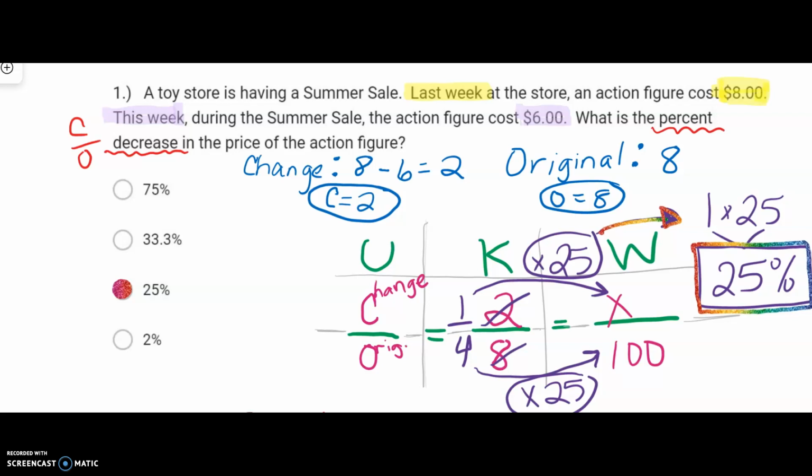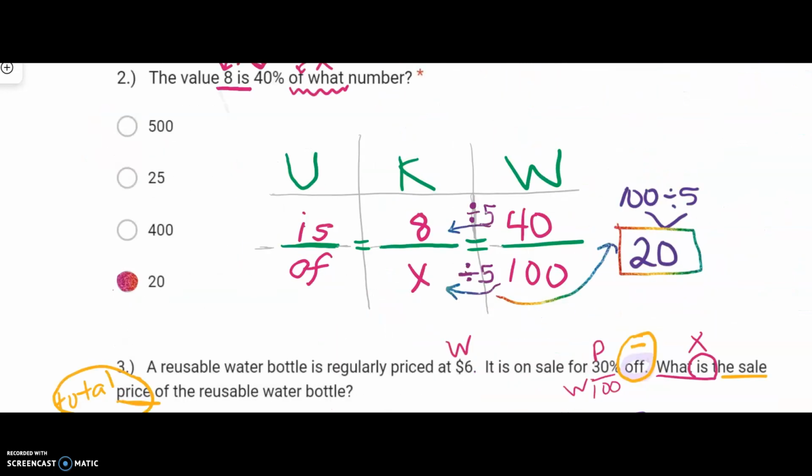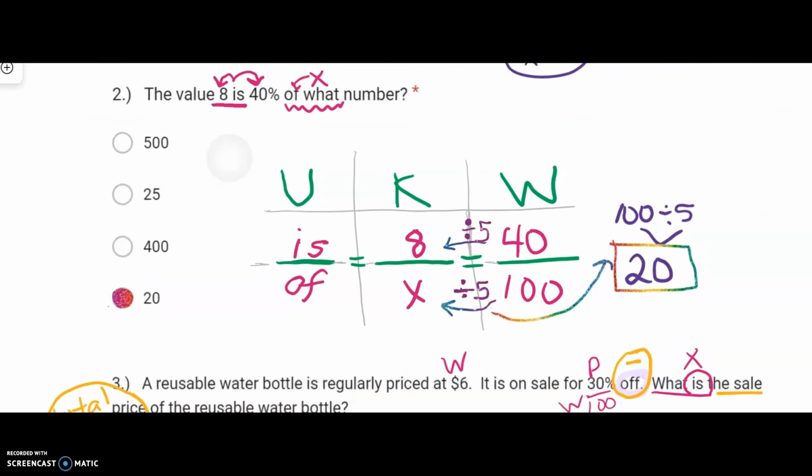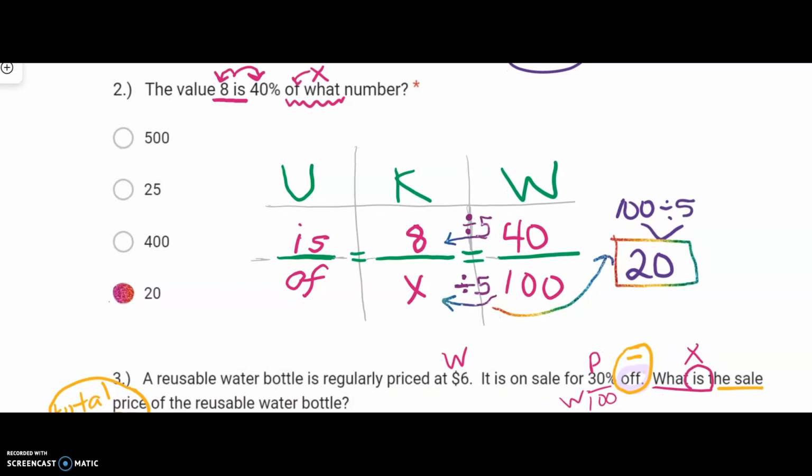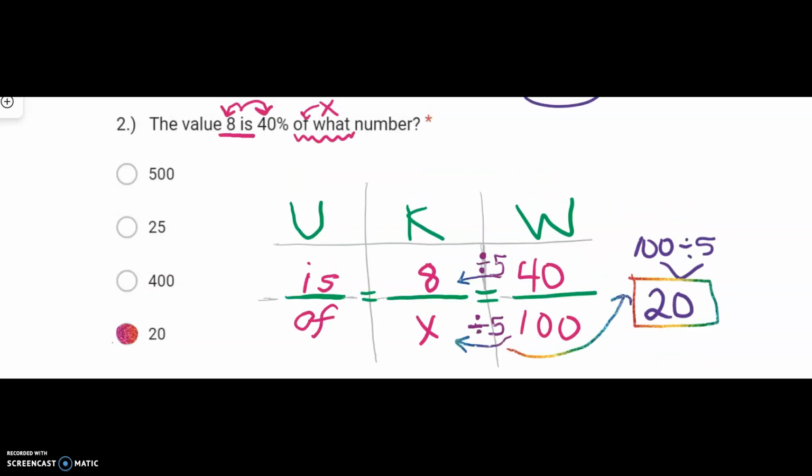Okay, let's look at number 2. So on number 2, it asks about the value: 8 is 40% of what number? So knowing there's is over of in there, I'm going to set up my chart below, which I did. So is over of is my units, and then we plug it in.